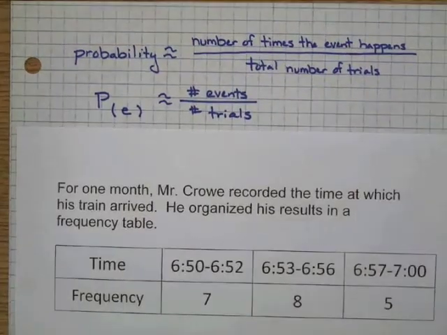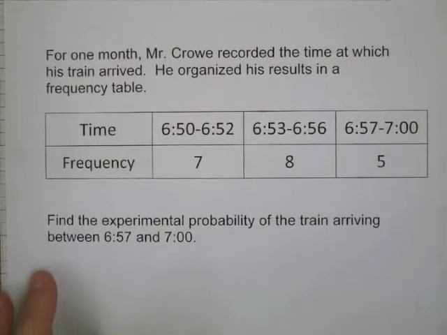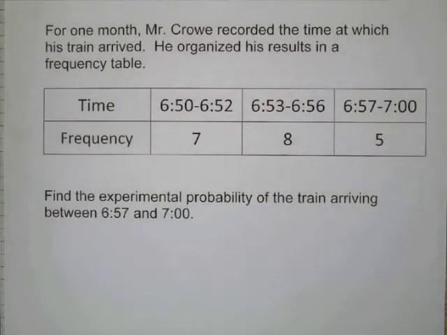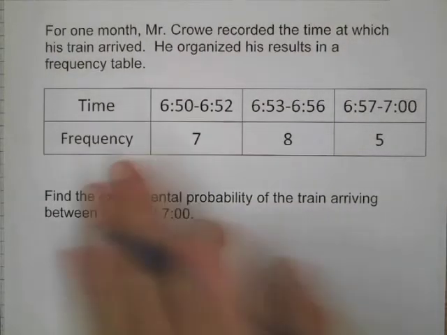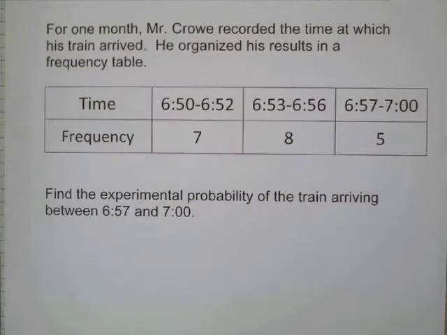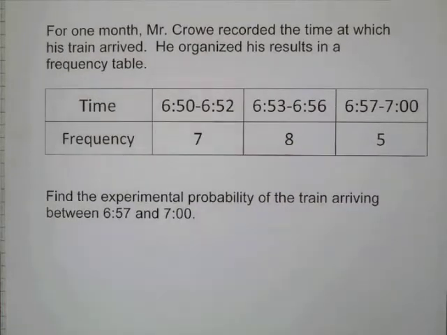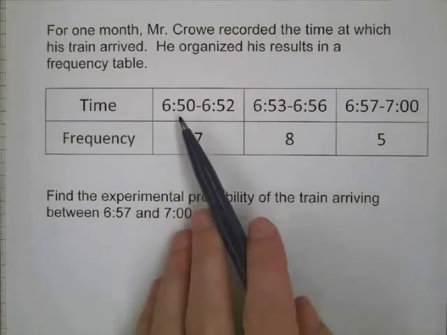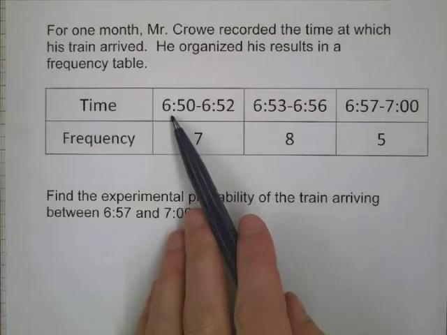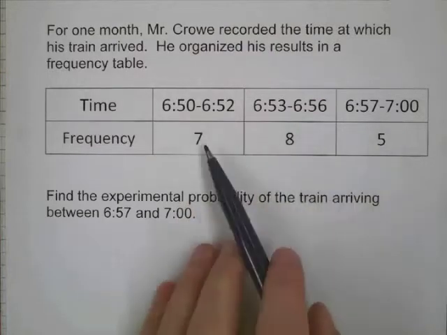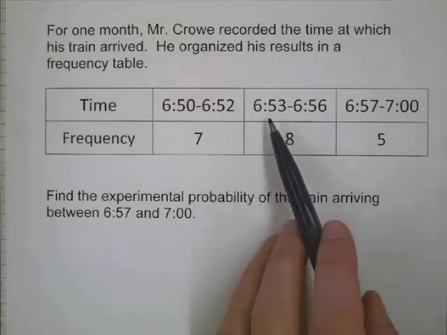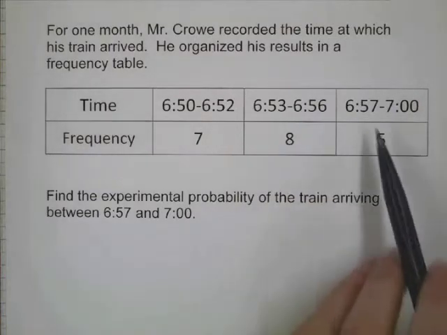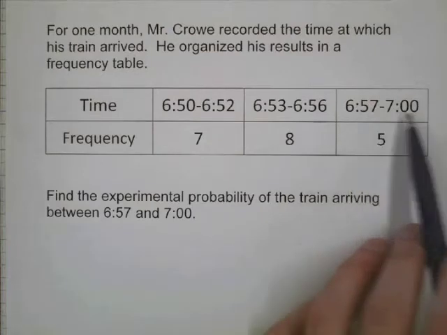Let's take a look at Mr. Crow. For 1 month, Mr. Crow recorded the time at which his train arrived. He organized his results in a frequency table, and that's this table right here. Frequency just refers to the number of times that something happens. The train arrived between 6:50 and 6:52 7 times. Between 6:53 and 6:56, it arrived 8 times. And the train arrived 5 times between 6:57 and 7 o'clock.